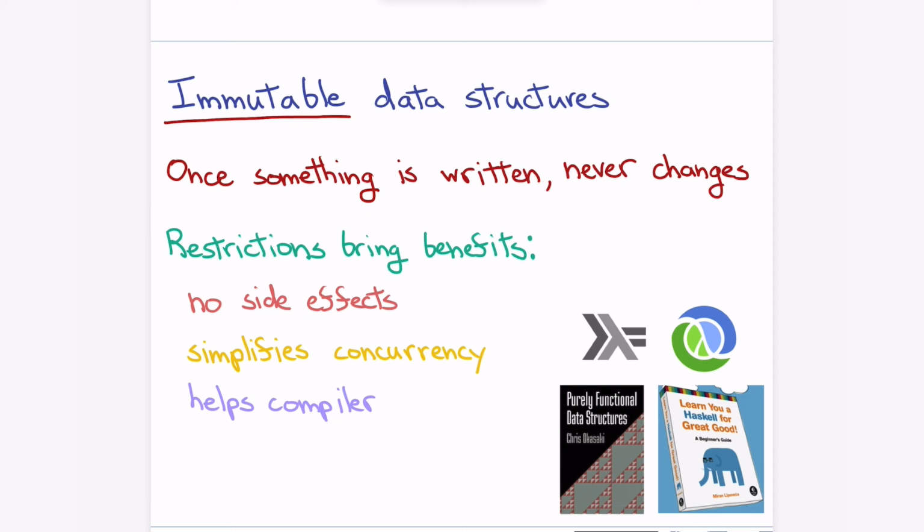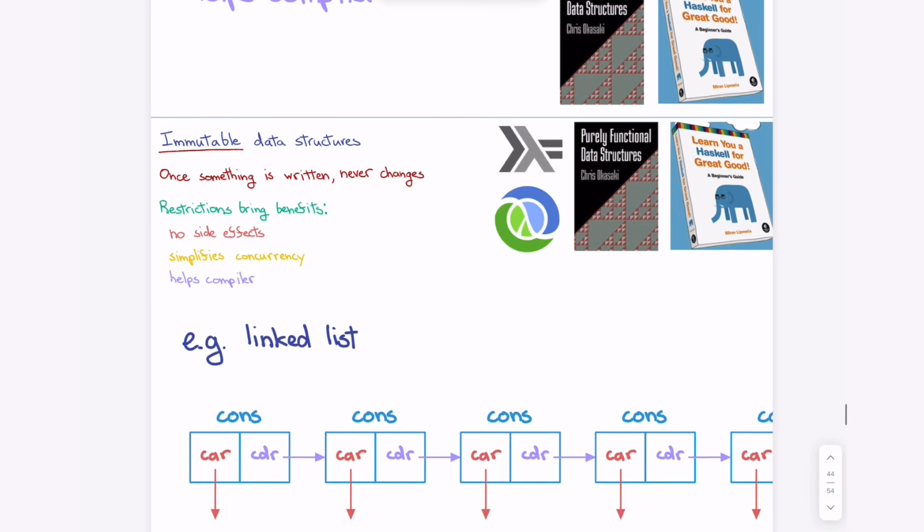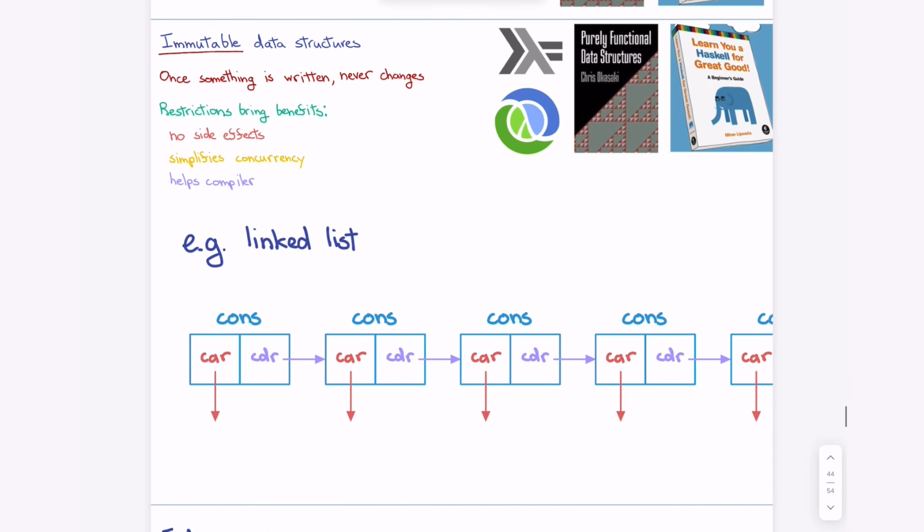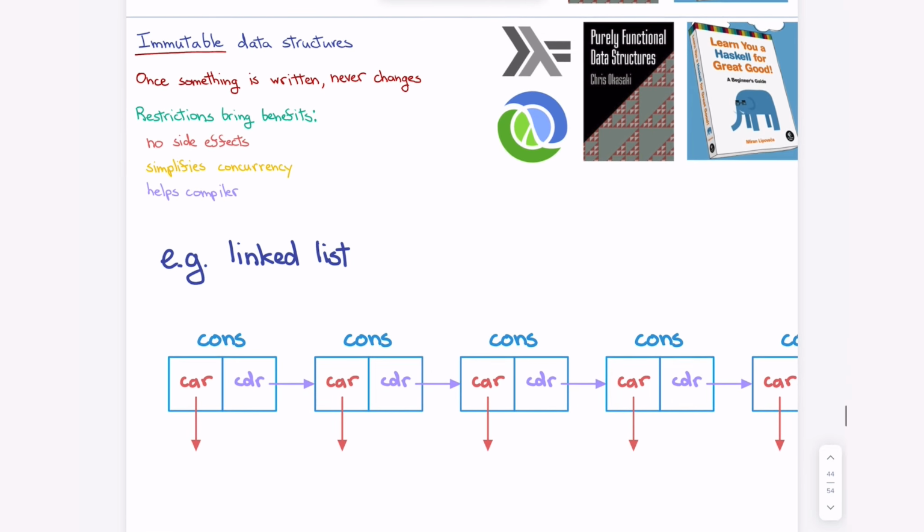This can also help the compiler. This extra information, that this will never change, is a very strong assumption, so the compiler can be more aggressive about certain optimizations. Oh, I can do this, do that, and I know nothing else will mess with it. Okay, so an example, going back to the old Lisp days, is a linked list.